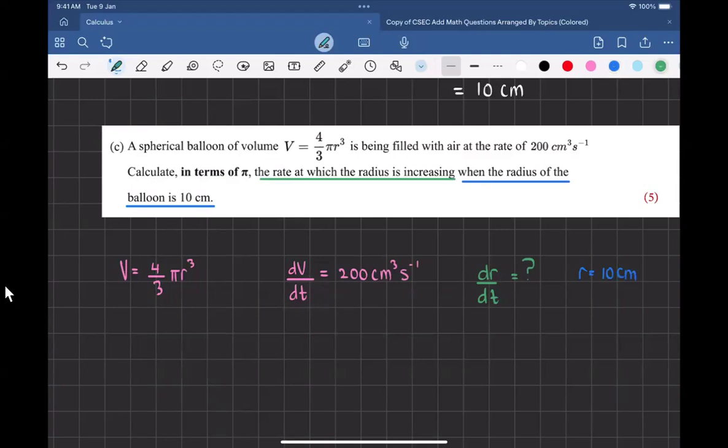So we need to figure out DRDT. So I'm gonna write that over here. I'm gonna say DRDT. And DRDT will be equal to what? If you had to say earlier, what would that be equal to?